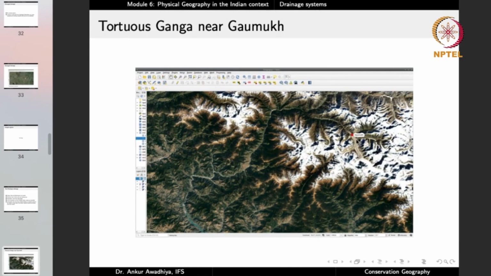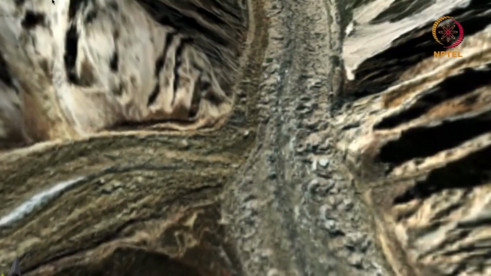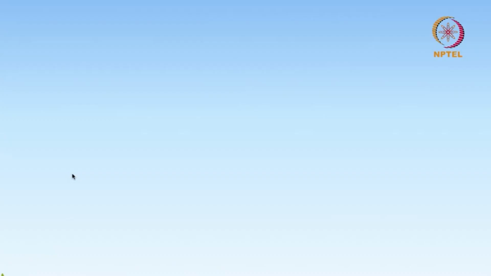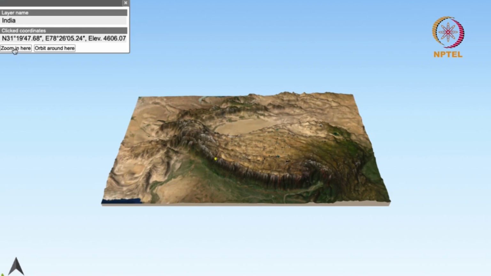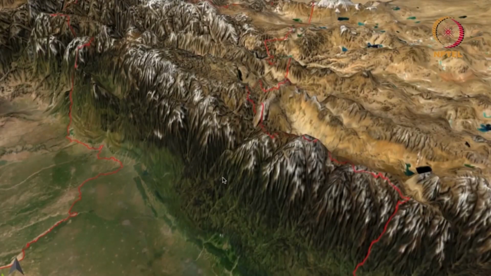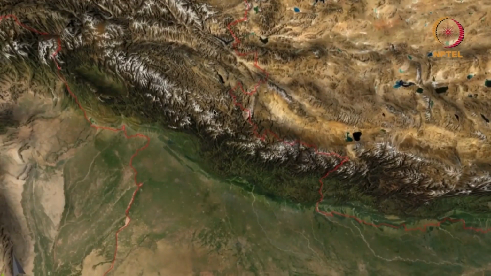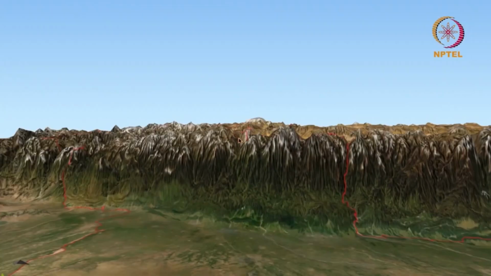If you look at the Ganga river near the Gomukh, it follows a very tortuous path, because this portion is very high and this portion is a plain area. So if I look at it in 3 dimensions, we'll find that the river is moving through the Himalayas. It is originating in the Himalayas in the Gangotri glacier. So let us zoom in on this area. Yes. So in this case, the rivers are originating in the Himalayas, which are very high. So here you find a very high amount of elevation.